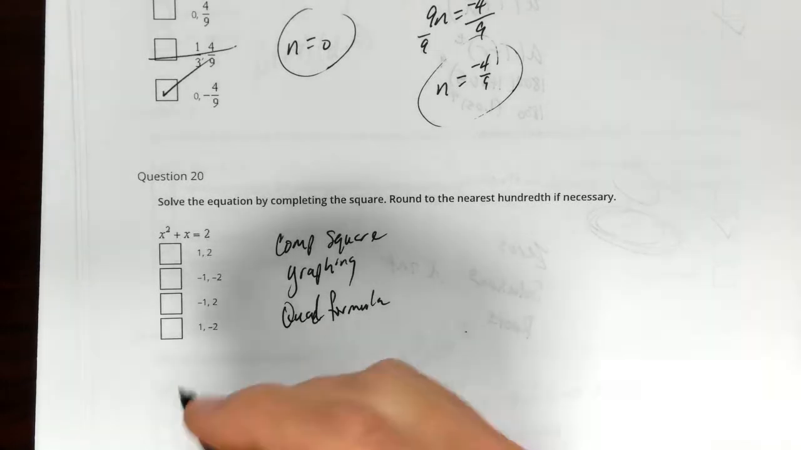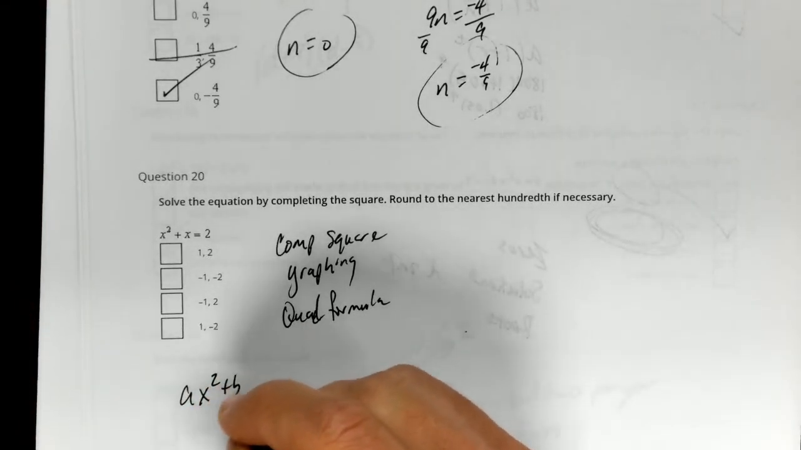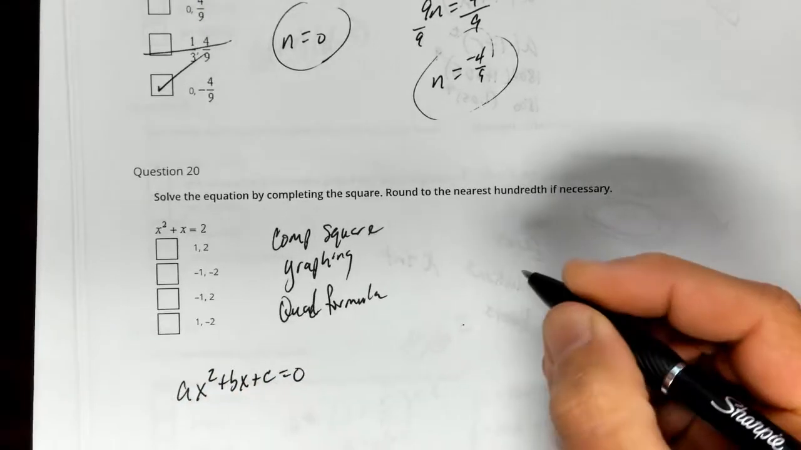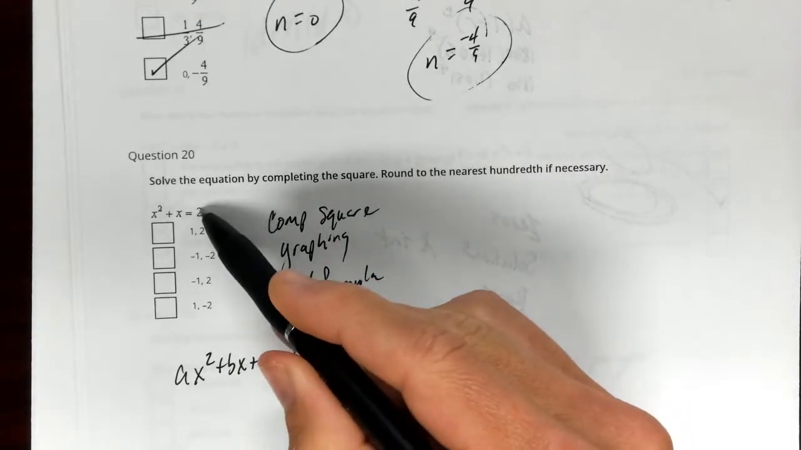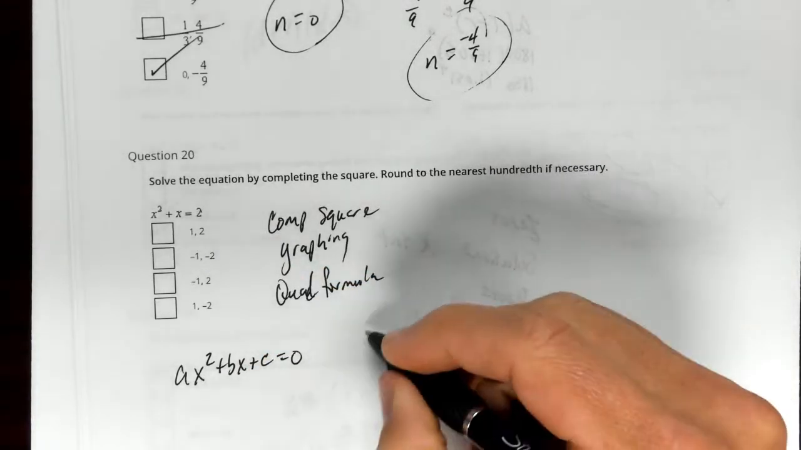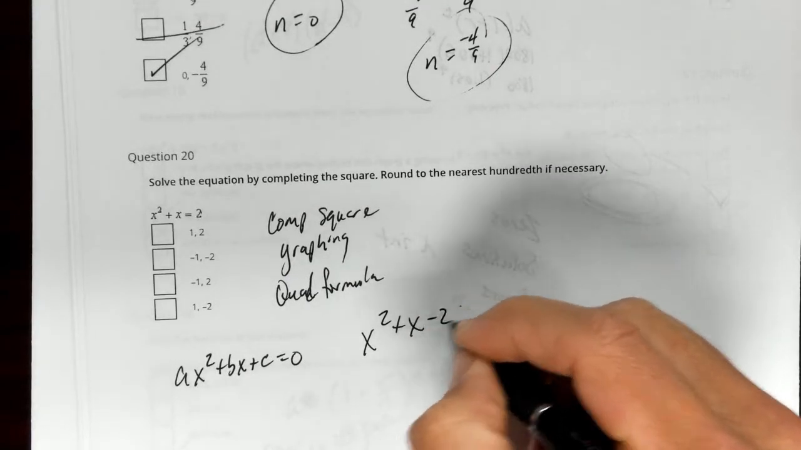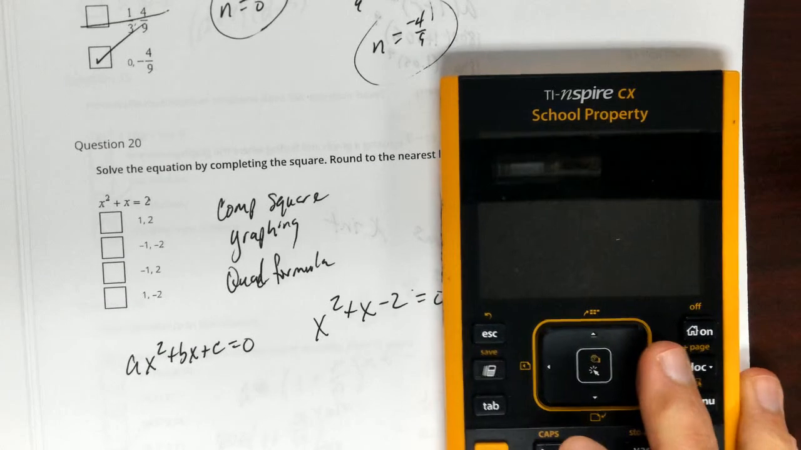So if I want to solve this one by graphing, all I need to do is write it in standard form, ax squared plus bx plus c equals 0. It's not in standard form. It's equal to 2. We need to move that 2 over here. So I get x squared plus x minus 2 equals 0. That's what we're plugging in our calculator.